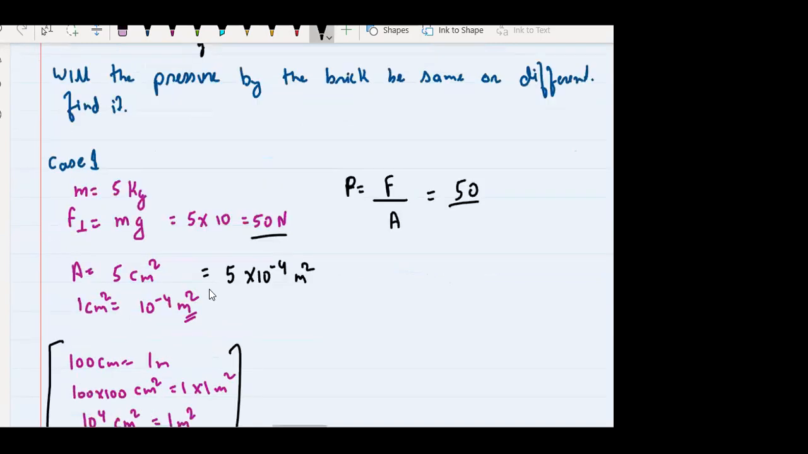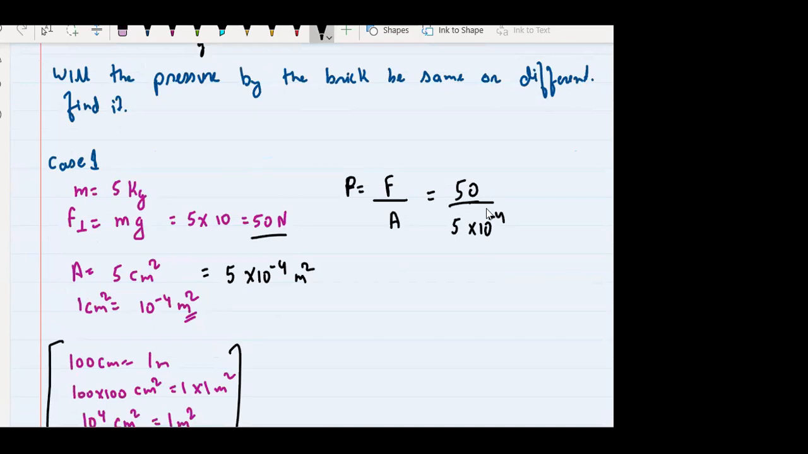So here, the area should be in meter square. Remember the concept, sir. Area should be in meter square. Yes or no? Right? So it is 5 into 10 to the power minus 4. That is the concept. Take care. Remember this. Adarsh, I'll explain from the starting. Don't worry. I'll explain from the starting.